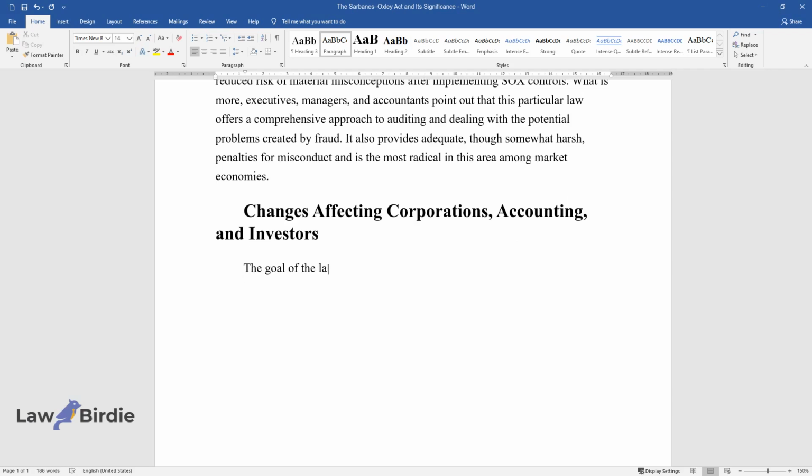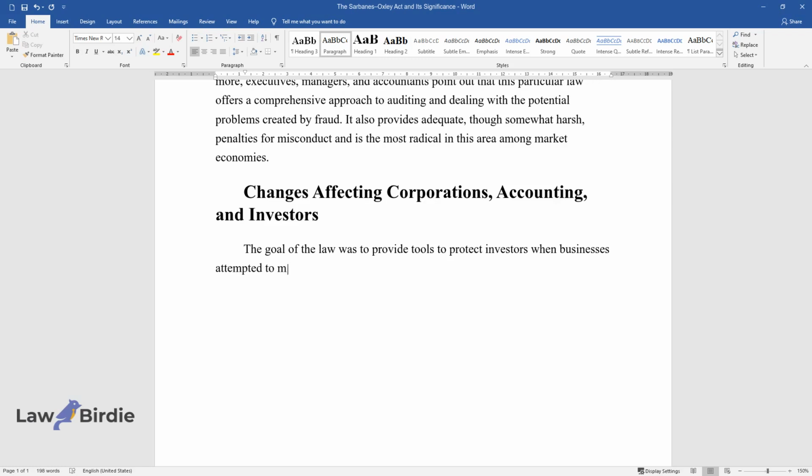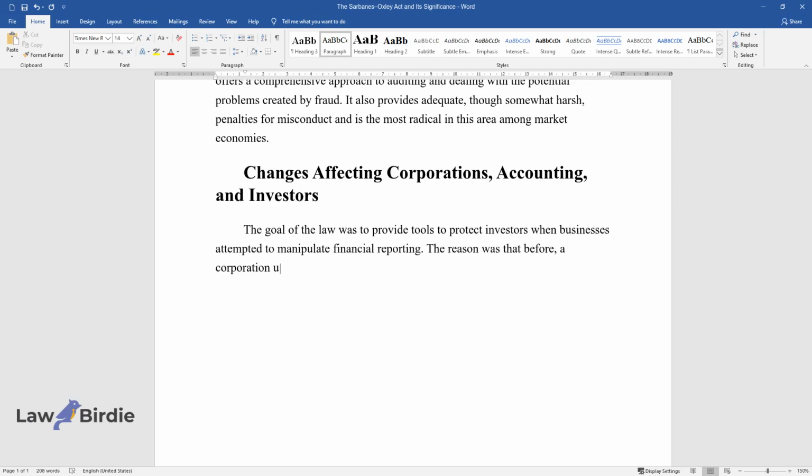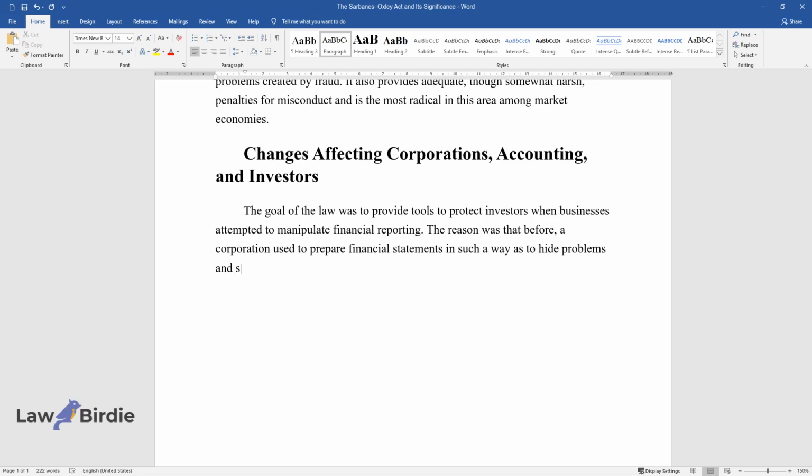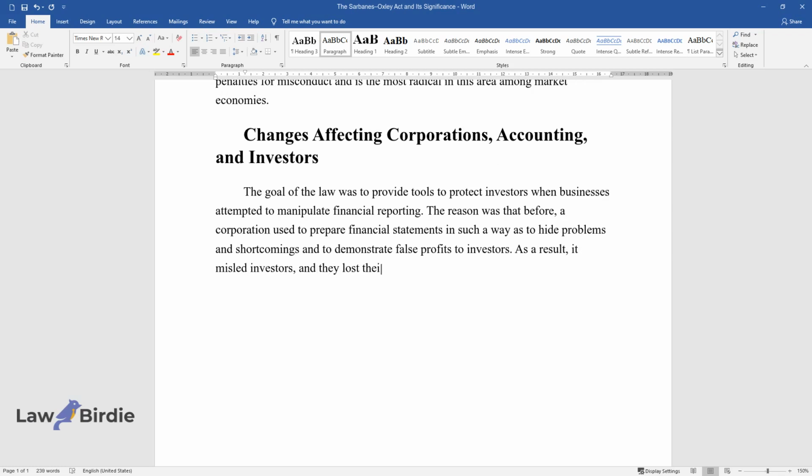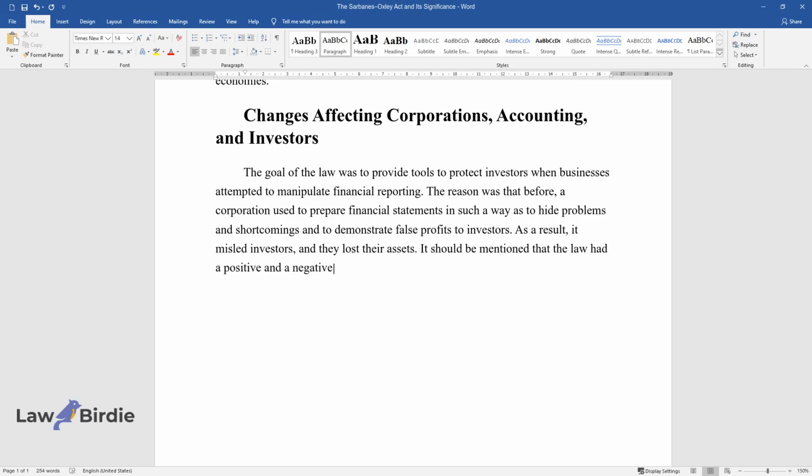The goal of the law was to provide tools to protect investors when businesses attempted to manipulate financial reporting. The reason was that before, a corporation used to prepare financial statements in such a way as to hide problems and shortcomings and to demonstrate false profits to investors. As a result, it misled investors, and they lost their assets. It should be mentioned that the law had a positive and a negative impact on key players in the market.